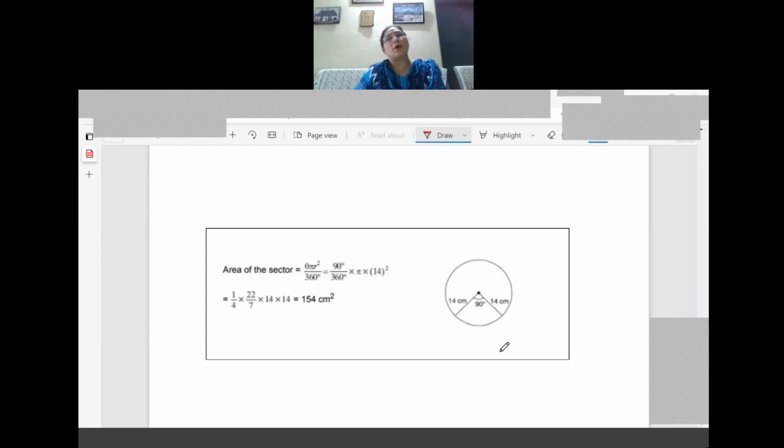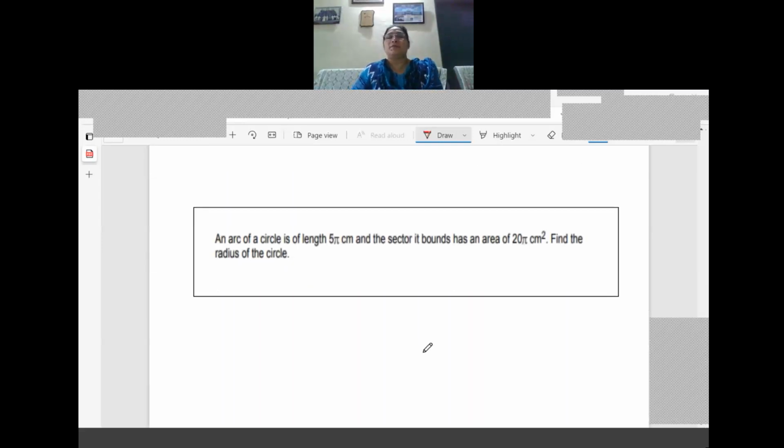Now the next question I'll show you. Other than Abhimanyu, you will keep quiet. Others will answer. The question is: an arc of the circle of length 5 pi centimeter. The sector bounds an area 20 pi centimeter square. Find the radius of the circle.